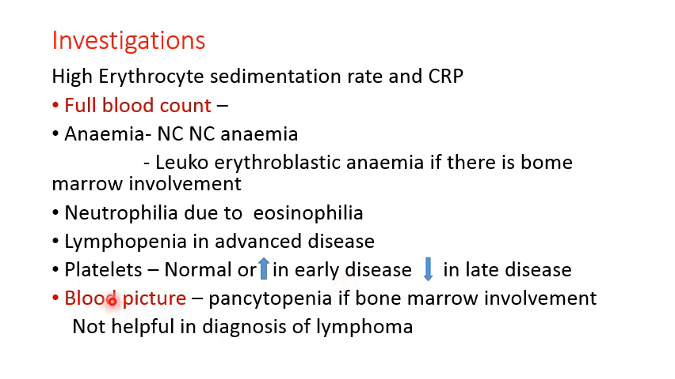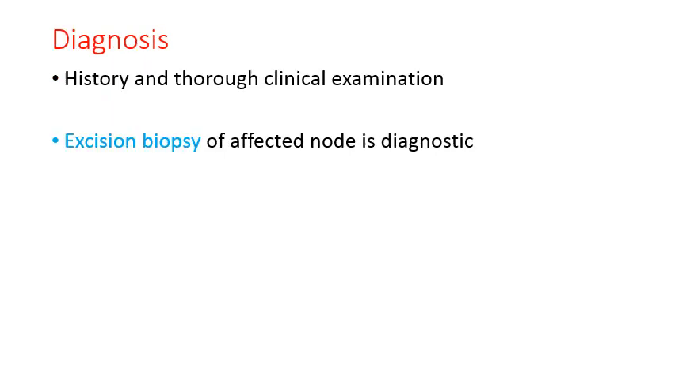Now remember, if you do a blood picture, this is not a disease of blood. It is a disease of lymphoid tissues. So generally the blood picture will be normal, but you can get pancytopenia if there is bone marrow involvement. So it's not helpful. There's no point doing a blood picture if you are suspecting Hodgkin's lymphoma, unless you are suspecting bone marrow involvement. The further investigations I will explain later.